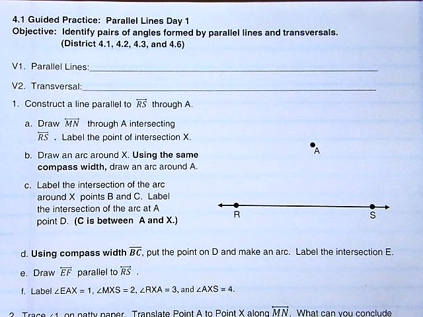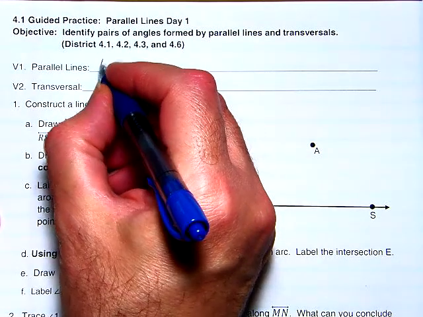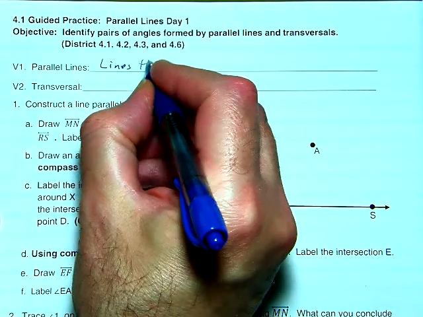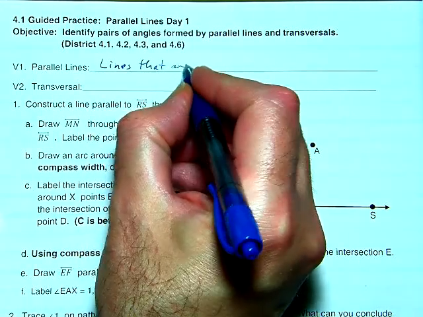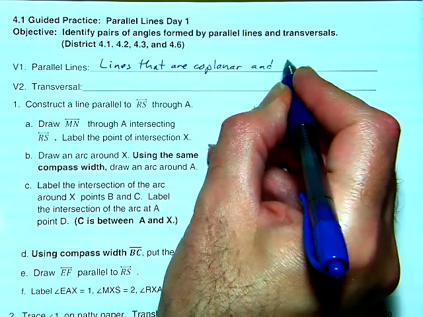So to continue on with 4.1 guided practice, our objective now is to continue to identify pairs of angles formed by parallel lines and transversals. So let's once again remember, what is the definition of parallel lines? Parallel lines are lines that are coplanar and do not intersect.